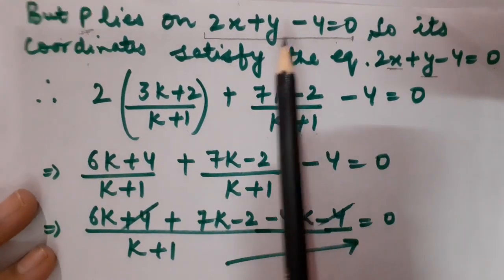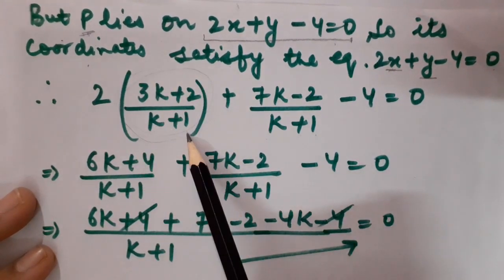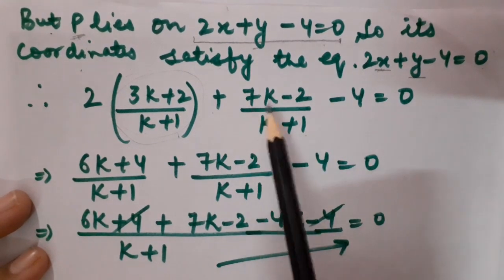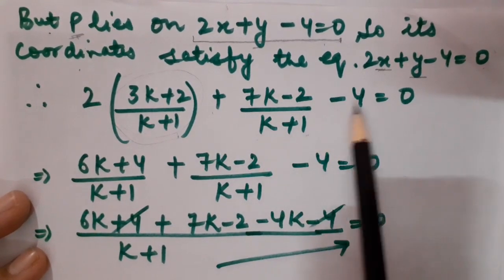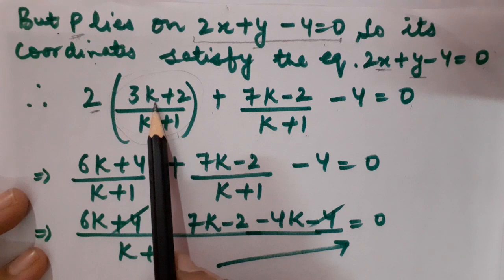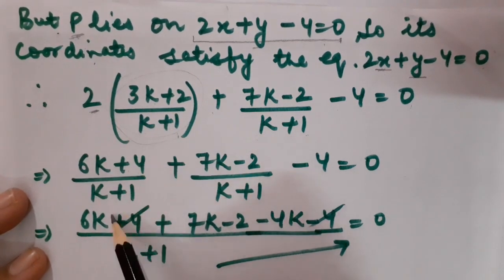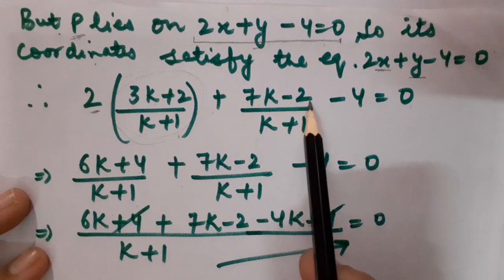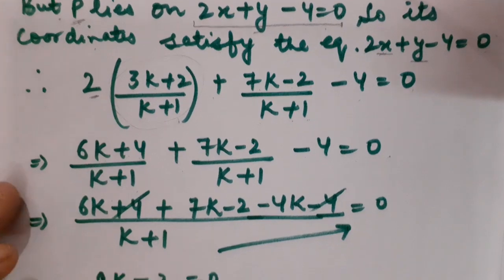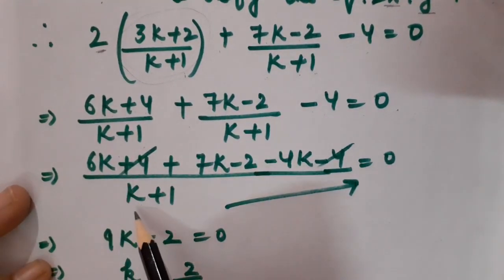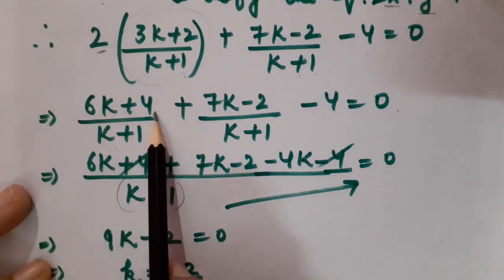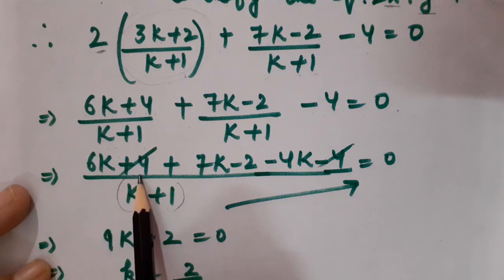So here I have put, this is 2 into, at place of x I have put this value (3k plus 2) upon (k plus 1), plus at place of y I am putting (7k minus 2) upon (k plus 1), minus 4, equal to 0. Let us multiply 2 by 3k, it would be 6k, plus 2 2s are 4, upon (k plus 1), plus (7k minus 2) upon (k plus 1), minus 4 is equal to 0. Let us take k plus 1 as the LCM. When k plus 1 is divided by k plus 1, you will be getting 1. So 1 into 6k plus 4, that is 6k plus 4.